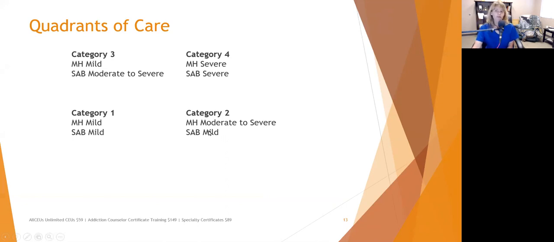So a lot of times they will go to outpatient or even intensive outpatient for mental health, and the therapist will understand and address the substance abuse issues, but they're not significant enough to need a specialty program for substance abuse. Category 3, the mental health is mild, but the substance abuse is moderate to severe. And this is where you often see people who are in IOP, PHP, or residential. And these are the things that we treat there.